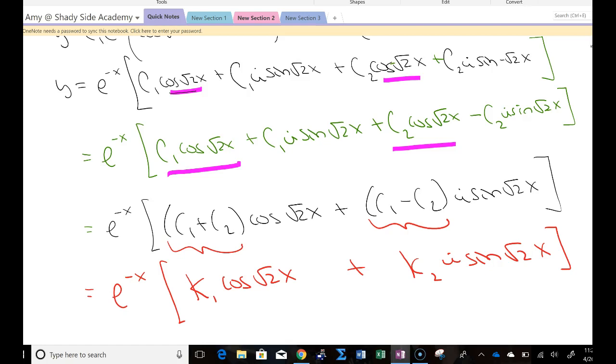The reason why cosine of negative radical 2x became cosine of positive radical 2x is only this reason. It's because you know from back in the day that the cosine of theta and the cosine of negative theta, cos of 60 degrees versus cos of negative 60 degrees, are always equal.